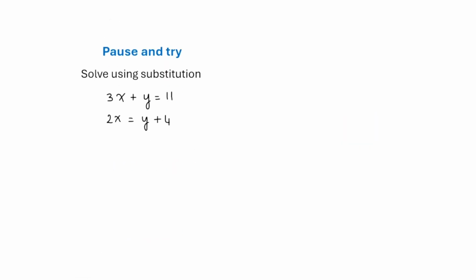Now it's your turn. Pause the video and try this system using substitution. Remember the method. Choose one equation, isolate one variable, and substitute it into the other equation. Then press play to check the solution.